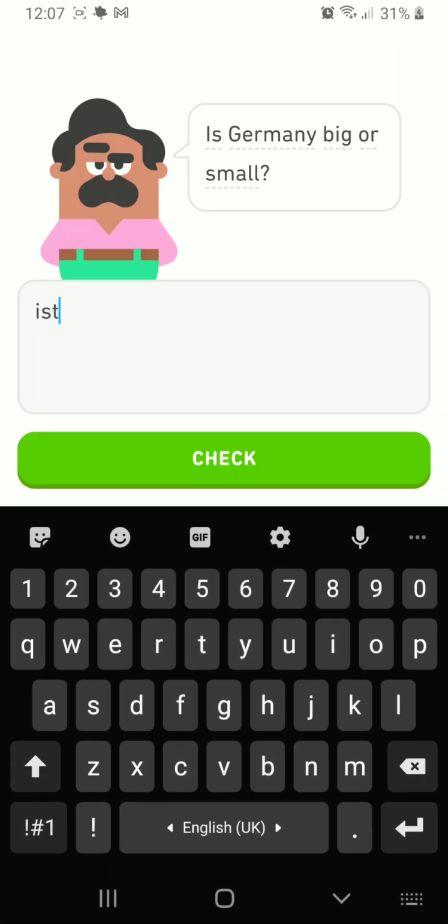Is Germany big or small? So ist Deutschland. Basically, it's the German land, Deutschland. Groß oder klein.